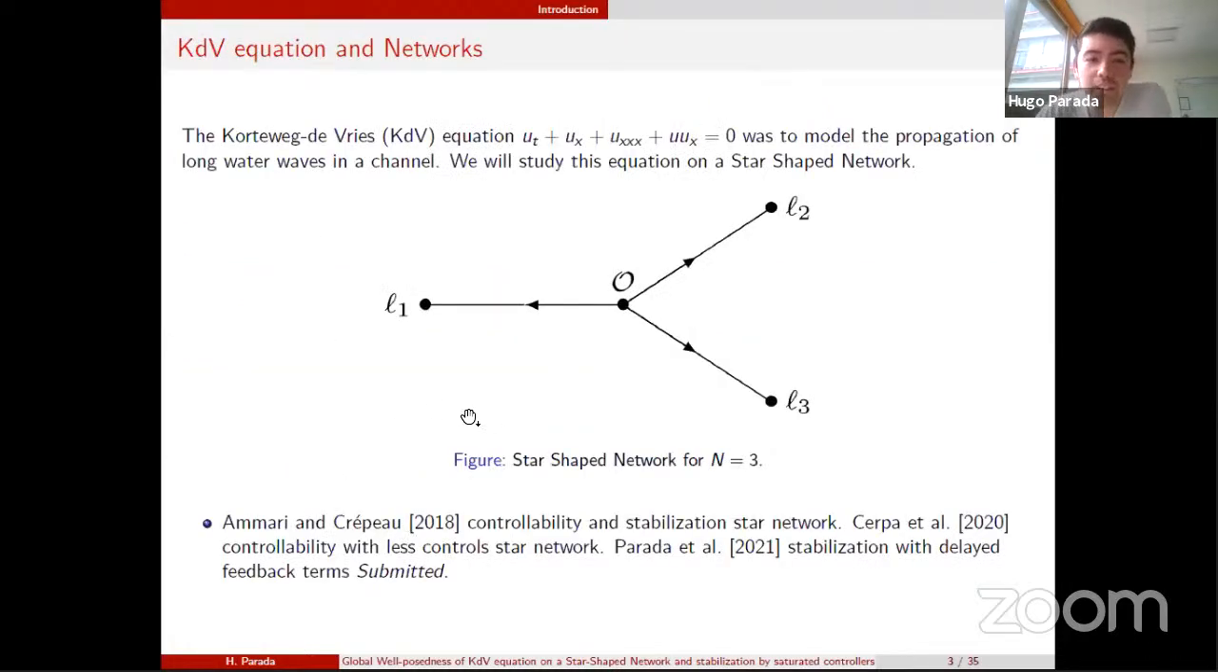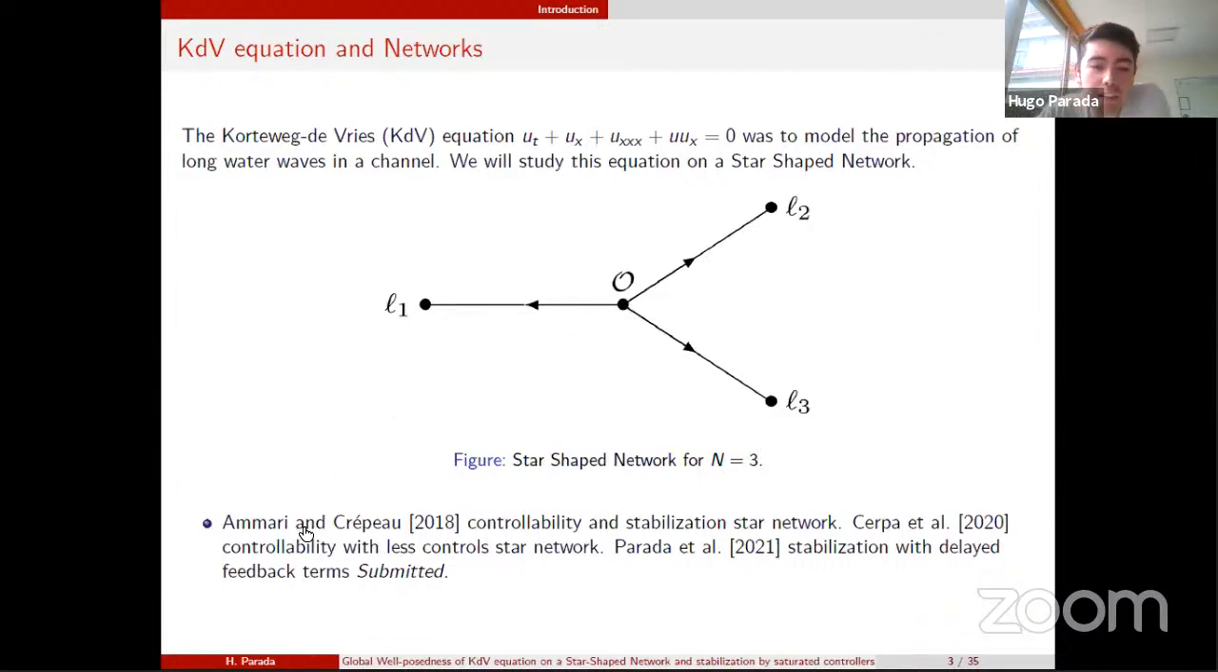So first, to understand the idea of the problem, we are going to study the KdV equation. This is an equation of third order, and it has a nonlinear term. Typically, this equation is used to model the propagation of long water waves in a channel. And we are going to study this equation on a star-shaped network. This is the structure of the network. On each edge branch, a KdV equation is satisfied. And in this central node, there are some boundary conditions that represent the interconnection of the system.